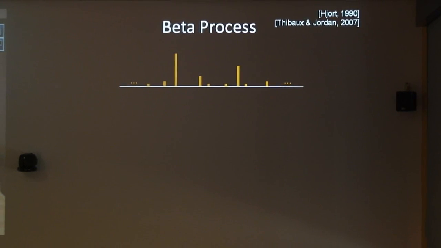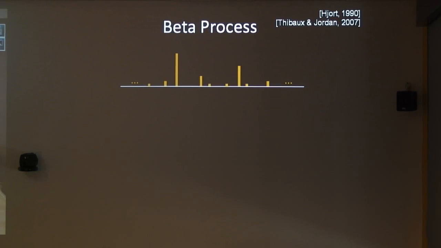So maybe there are things that we can do with other types of processes, and probability theory has come up with a bunch of interesting processes that maybe we can use the properties of. So here's one, the beta process. It looks the same on my picture, but it's not.